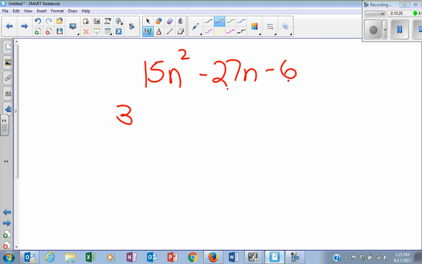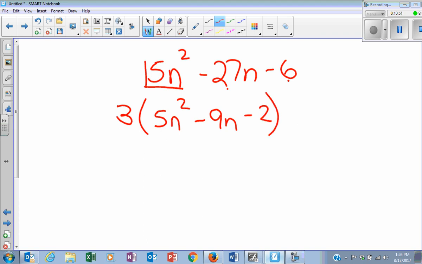With me? And then what am I left with? 3 times what gets me to 15n squared? What am I missing? 5n squared. With me? 3 times what gets me to a negative 27n? What am I missing? A negative 9n. Yes? The last thing is a negative 2.